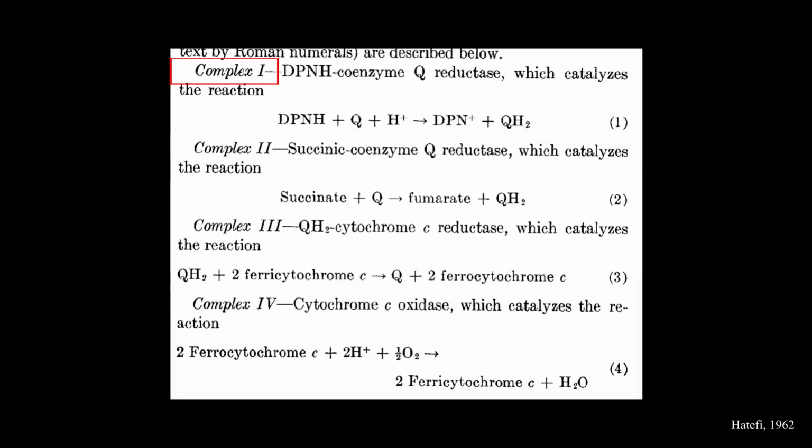In complex 1, NADPH reduces coenzyme Q, whereas succinate reduces it in complex 2. Reduced coenzyme Q in turn reduces cytochrome C in complex 3, and notice the name change from ferri to ferrocytochrome C. And finally, cytochrome C is oxidized by oxygen in complex 4.